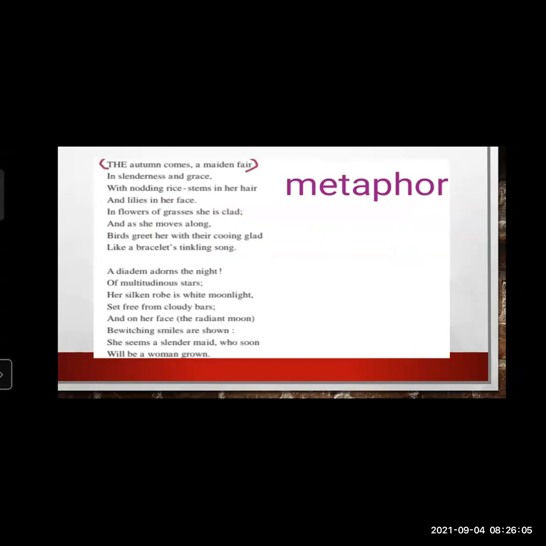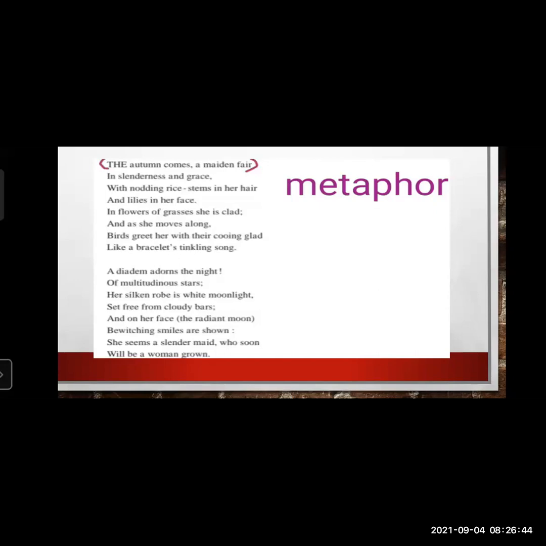"The autumn comes a maiden far." In this sentence we have seen the use of metaphor. Actually, in this whole poem the use of metaphor is shown to us. Also in the second example, her silken robe is white moonlight. This is an indirect comparison of moonlight to a silken robe, the silken gown of the autumn season. So there are two examples of metaphor in this poem.